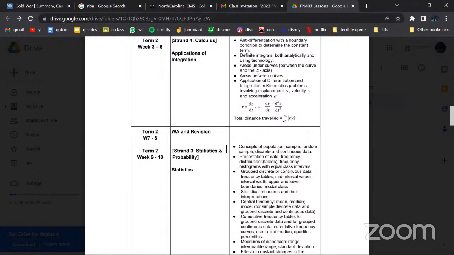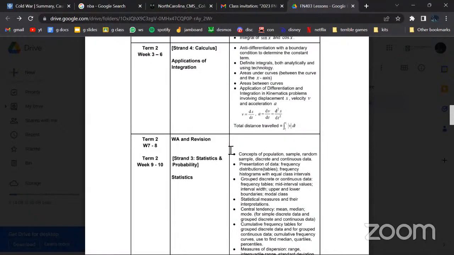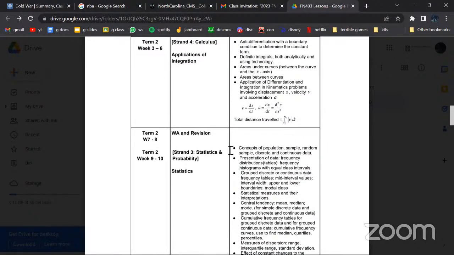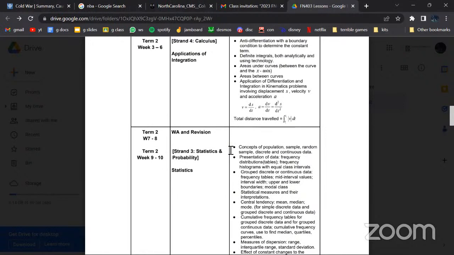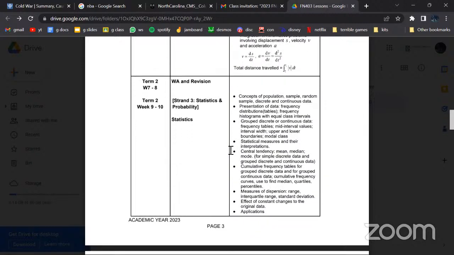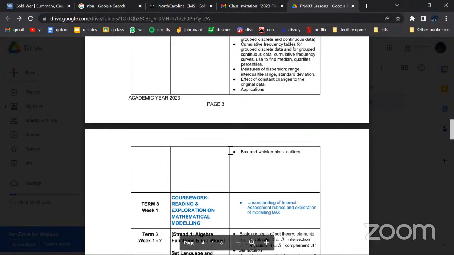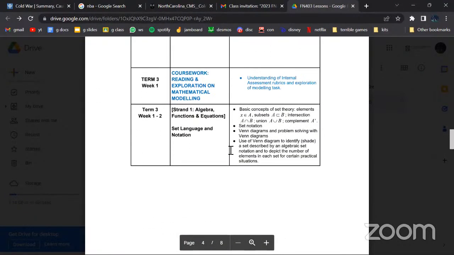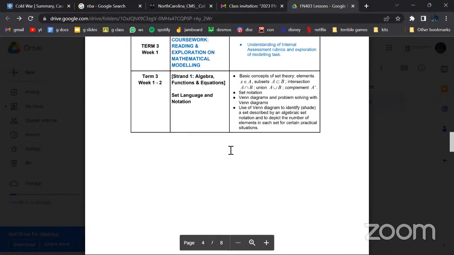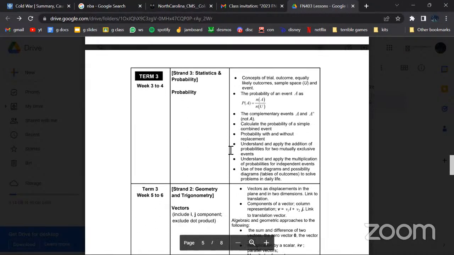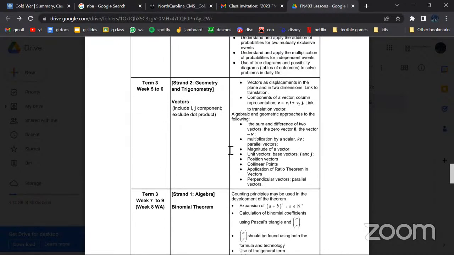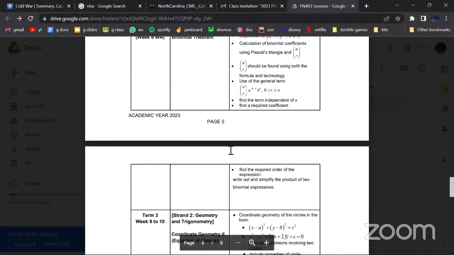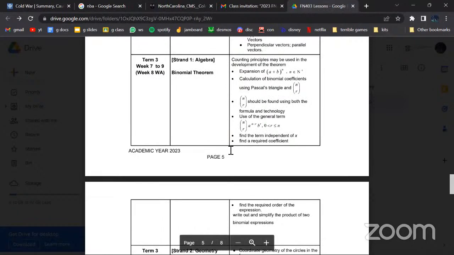As you can tell, a lot of calculus. Then WA and revision. WA is weekly assessment, right? Okay, understand. So 6 weeks for integration, that's quite a lot. Week 2 and then going down. These things I understand. Just go down quickly. Geometry, and then binomial. This is normal. Okay, understand. Just go down.